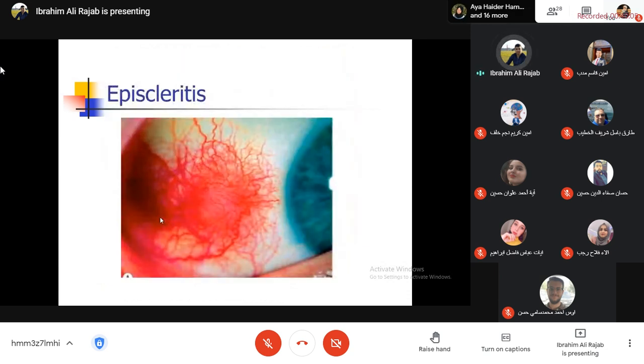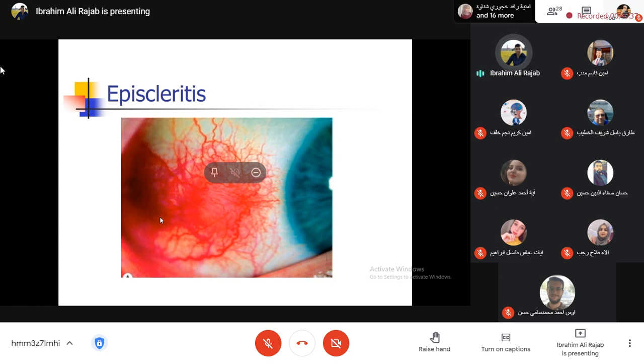Another cause of red eye with normal visual acuity and minimal discomfort is episcleritis. As I told you, episcleritis is a simple self-limiting disease. Maybe most of us have had an attack of just redness, which resolves spontaneously. There is no need for treatment. Episcleritis is inflammation of the superficial layer of the sclera, called the episclera.